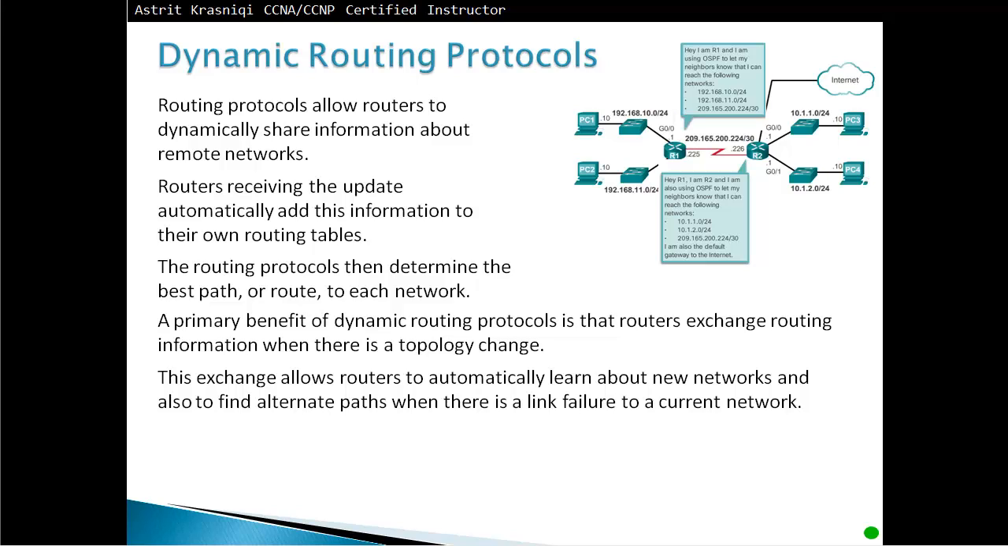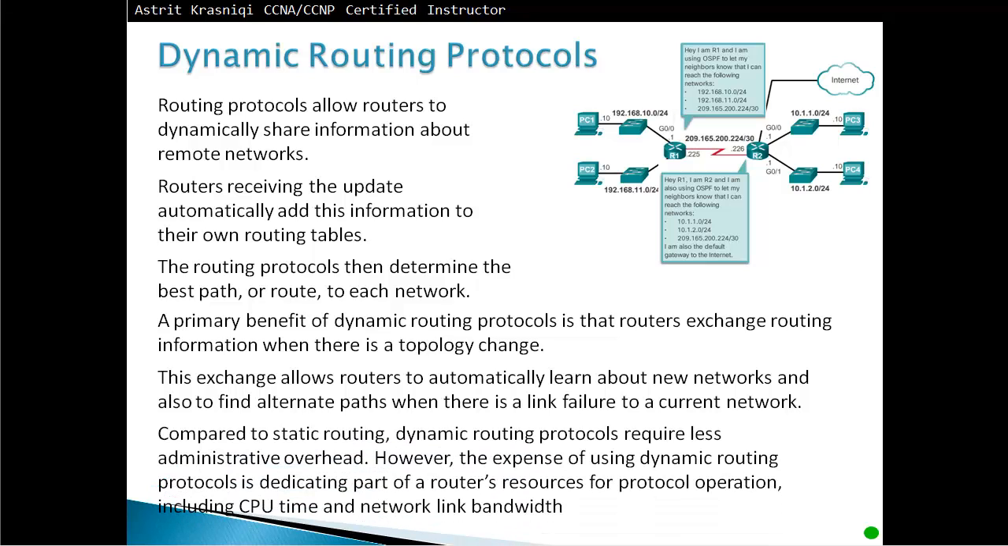So for example, from A to Z, you can have 3 or 4 paths. The routers will find out what is the best path to get to Z. If the path towards A fails, then I'll recalculate and find another path. I go towards B, towards route B. We'll see that a bit later. Compared to static routing, dynamic routing protocols require less administrative overhead because once you configure dynamic routing, you can forget about it. Well, kind of. However, the expense of using a dynamic routing protocol is dedicating part of the router resources for protocol operation, including CPU time and network link bandwidth.